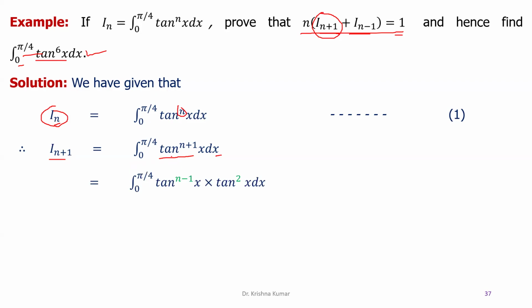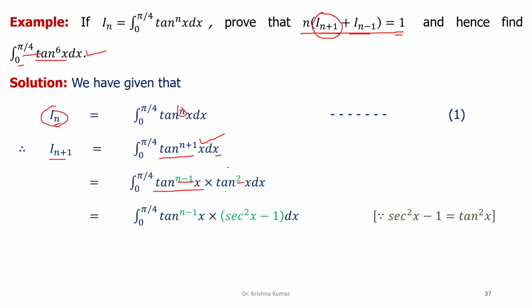Now we can again break it. We have already seen in the reduction formula of tan to the power nx that if you want to find the reduction formula, we have to break it into two parts: one is the n minus 1 part and another is the 2. So n minus 1 plus 2 is nothing but n plus 1. Hence tan to the power n plus 1 x dx can be written as tan to the power n minus 1 x into tan square x dx. Again, we know that tan square x is equal to sec square x minus 1, so we can put tan square x equal to sec square x minus 1.